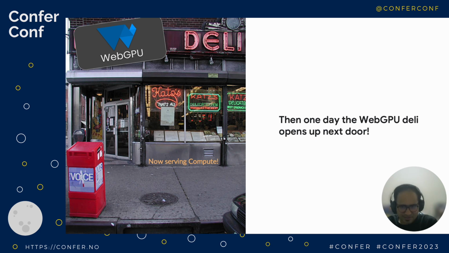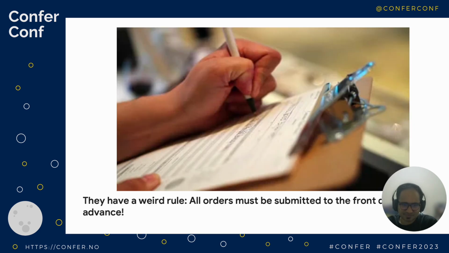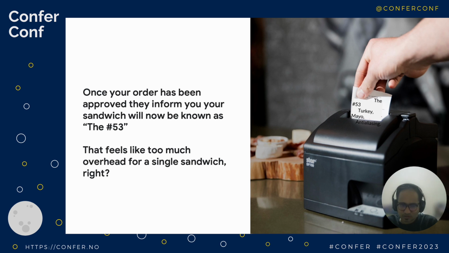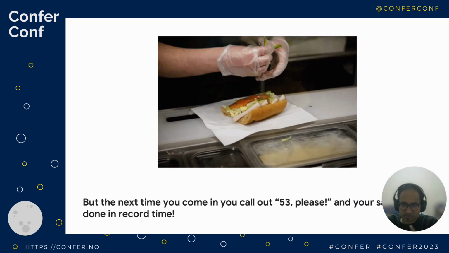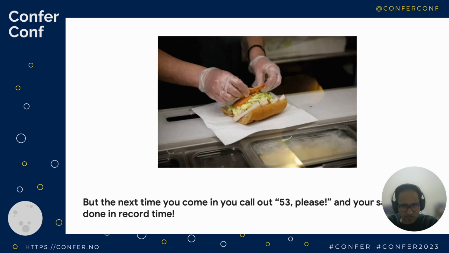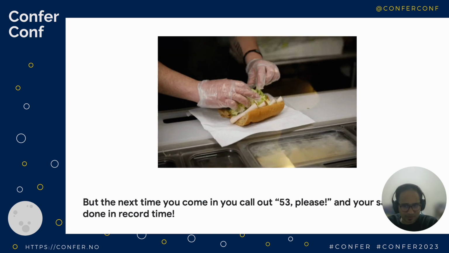Then one day, the WebGPU deli opens up next door. They have a weird rule. All orders must be submitted to the front clerk in advance. Once your order has been approved, they inform you your sandwich will be known as number 53. That feels like a little bit too much overhead for a single sandwich, right? But the next time you come in and call out "53 please," your sandwich is done in record time. So what's happening here?